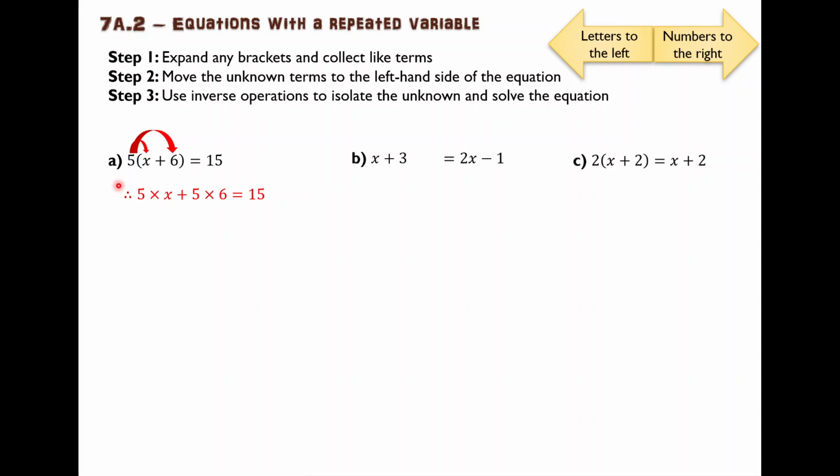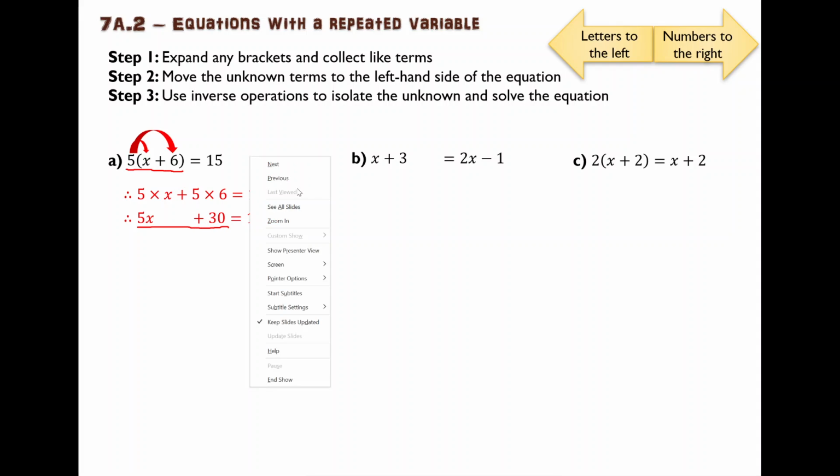If you prefer, you can jump straight to this next line, which is, 5 times x is 5x. 5 times 6 is 30. And then I just copy down the equals, copy down the 15. What I've done, in effect, is I've replaced this expression here with something that is exactly the same. These two expressions are exactly the same. So I can replace one for the other.